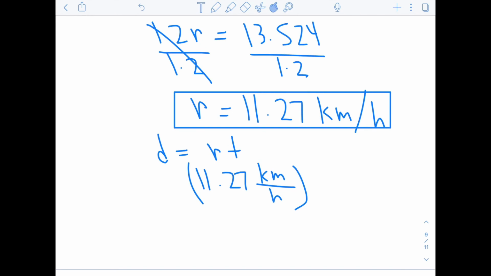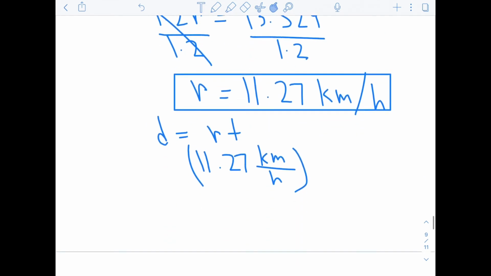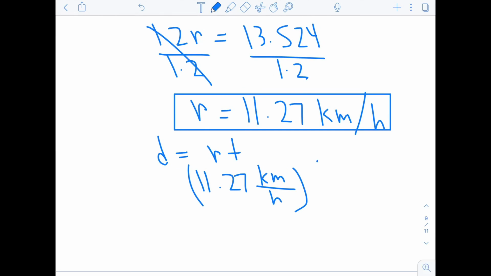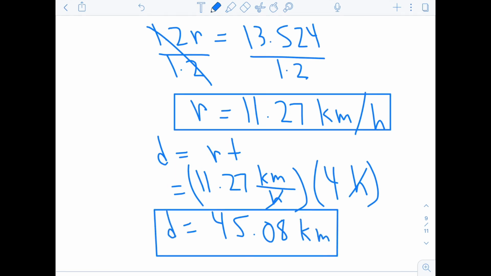And we know that the time it took to go upstream is 4 hours. So we're going to multiply that by 4 hours. So hours is going to cancel out, and you're left with kilometers like we wanted. So 11.27 times 4 equals 45.08 kilometers. So now let's check to see if our answer is reasonable.